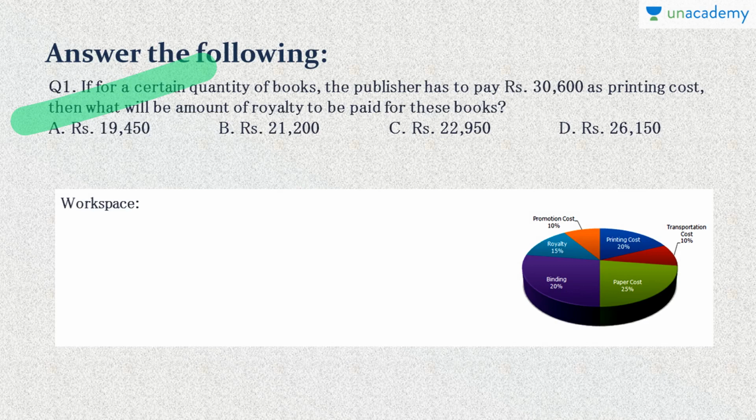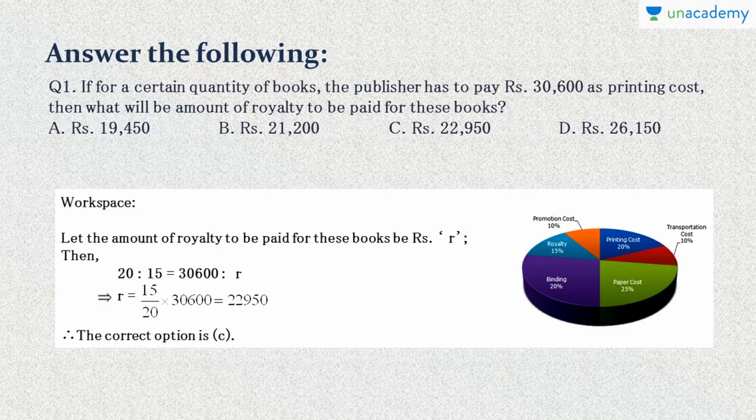Question 1. If for a certain quantity of books, the publisher has to pay 30,600 rupees as printing cost, then what will be the amount of royalty to be paid for these books? Okay, so it is very simple. We'll just use the ratio method. See, we know that the printing cost is 20% and royalty is 15%. And we also know the printing cost in rupees is 30,600, and what we have to find, royalty in rupees, let us take that to be R.